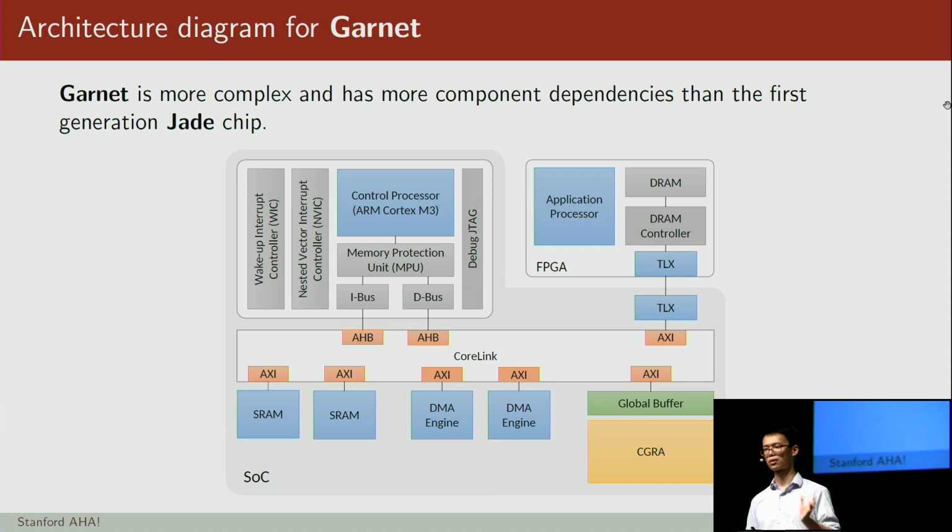If you look at the blocks colored in blue, we have an ARM Cortex-M3 processor, we have SRAMs, we have DMA engines, and then we can even talk to an ARM subsystem on FPGA through the CoreLink. This is just an example to show you how we slowly improve our first generation to the next generation. So the Garnet chip actually allows applications to run the entire application end-to-end.